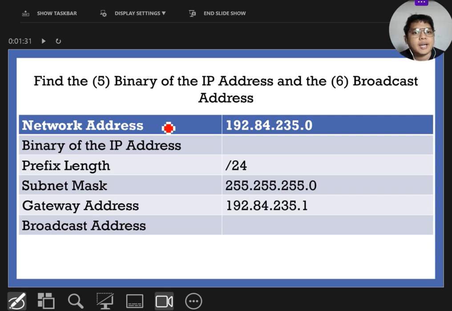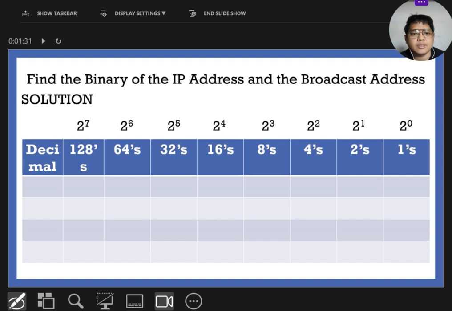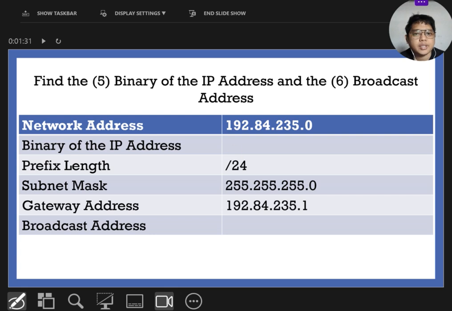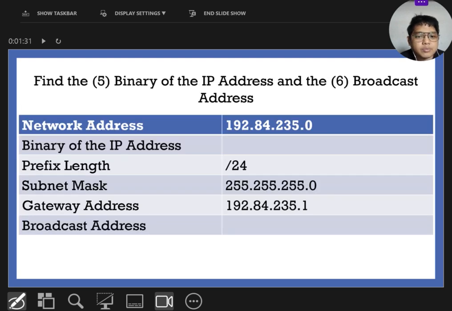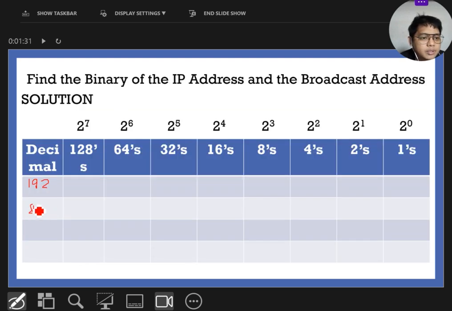Okay, for the next problem, we have this one. We need to find the binary of the IP address and the broadcast address. So what is our IP address? 192.84.235.0. Here, 192 is this, 84, 235, 0. It is the same process as our previous solution.